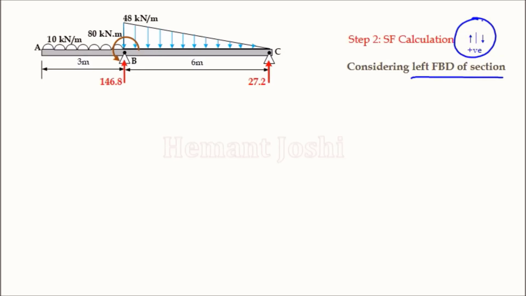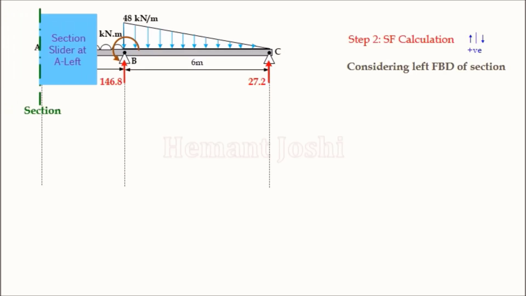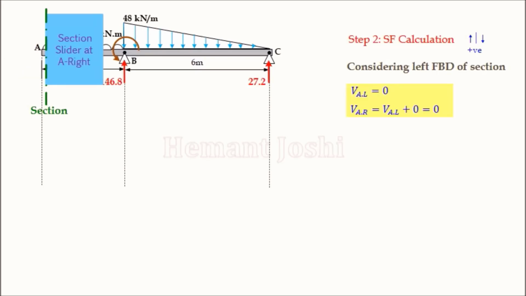So let us move one by one. The section slider we now consider is like this. A left, first value. Left FBD we have considered. There is empty space, so VA left is 0. Then A right, just right of A. Again from the left point to the right point, there is no point load coming. So the original value is taken and the newcomer is 0. So the final answer is 0.